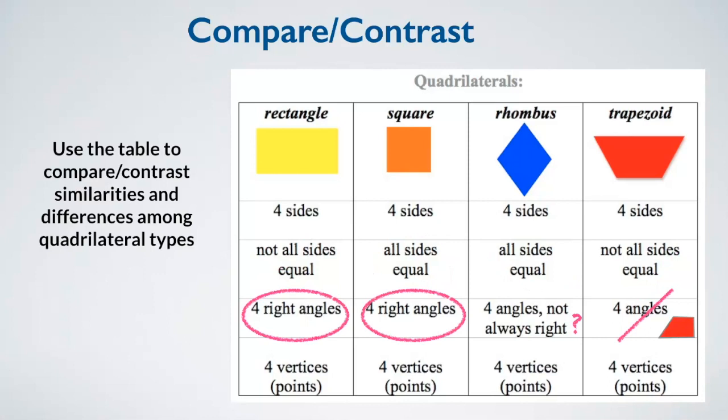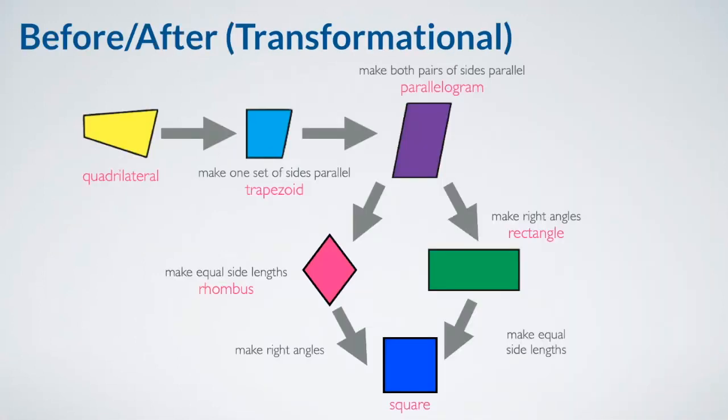Rectangles and squares must have all right angles, whereas a rhombus might have a right angle, but it might not. A trapezoid will never have more than one right angle, although that one depends on whether you use an inclusive or exclusive definition of a trapezoid. That was just one way to present the information.